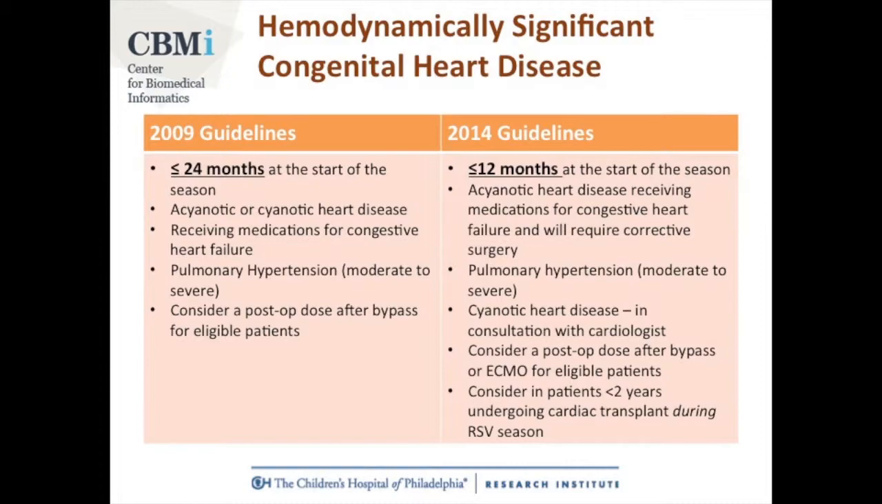In the 2014 guidelines, there was some separation out between acyanotic heart disease and cyanotic heart disease. So in reference to acyanotic heart disease, they'd be eligible if they were receiving medications for congestive heart failure and will require corrective surgery. Pulmonary hypertension, defined as moderate to severe. And then for the cyanotic heart disease lesions, they recommended this in consultation with the cardiologist to determine their eligibility. And again, kept the consideration for a postoperative dose after bypass or ECMO for eligible patients. And then specifically put in a recommendation to consider a dosage for those patients who are less than 2 years old who are undergoing cardiac transplant during the RSV season.